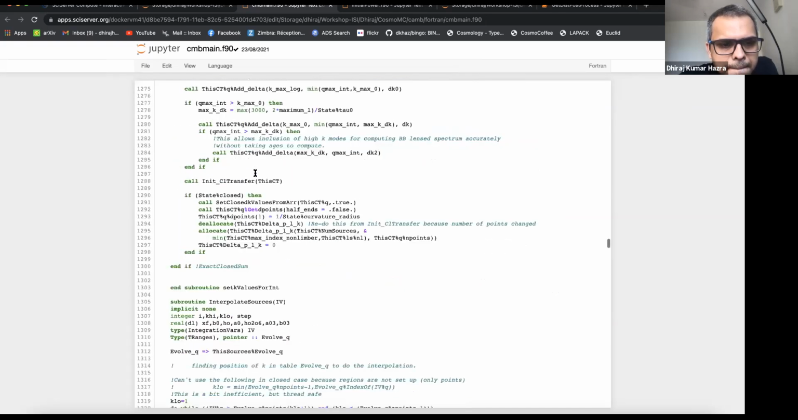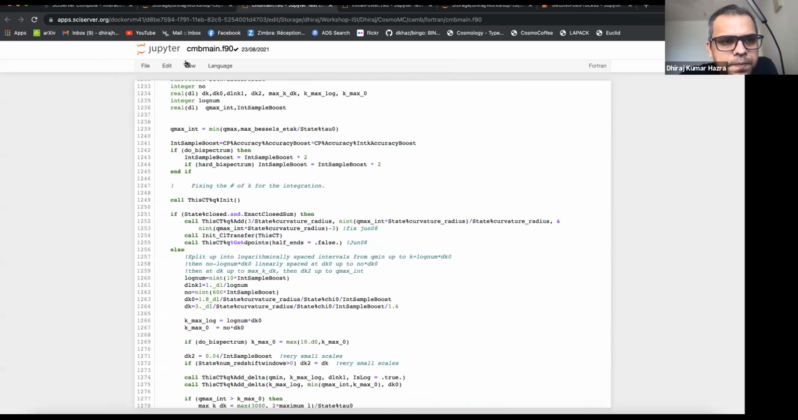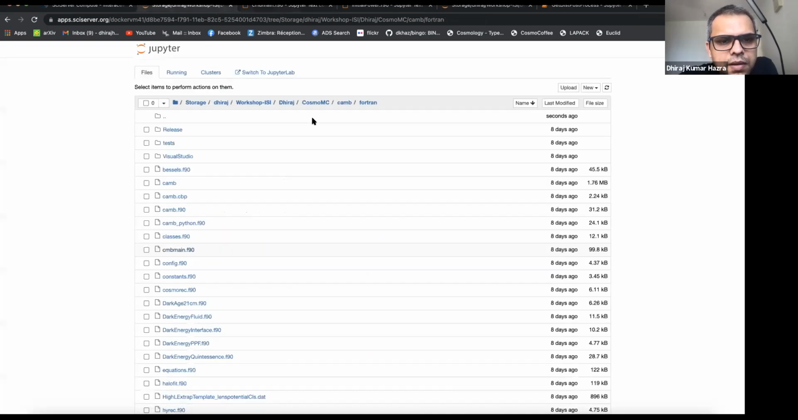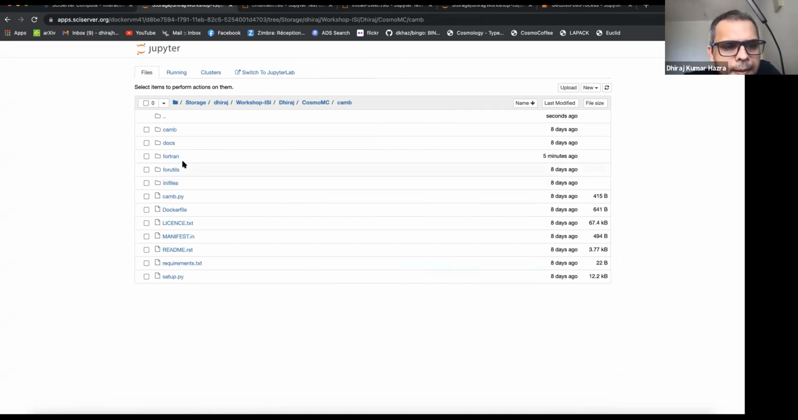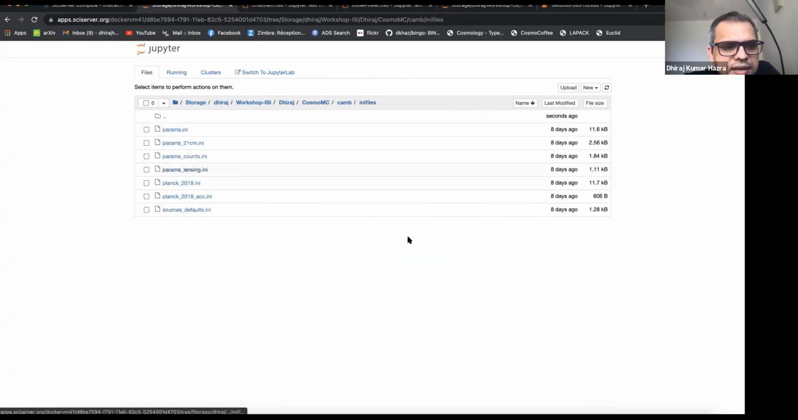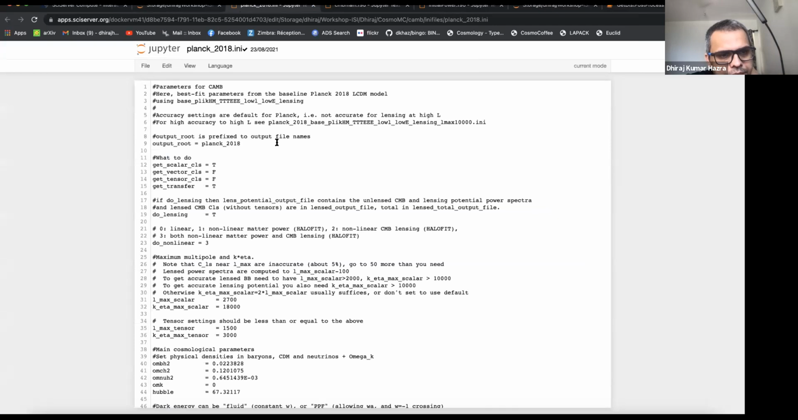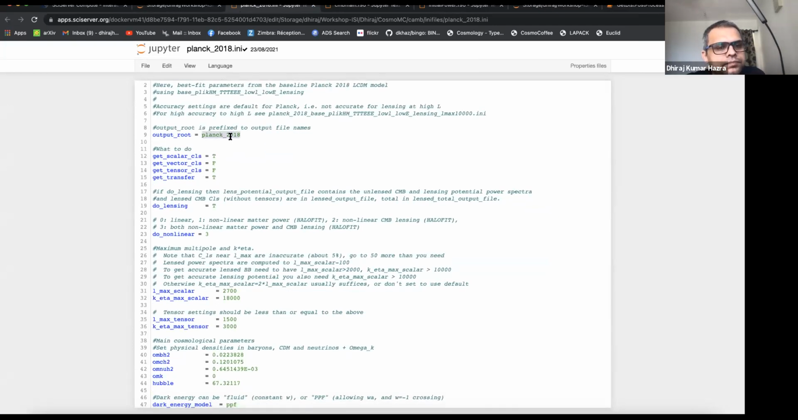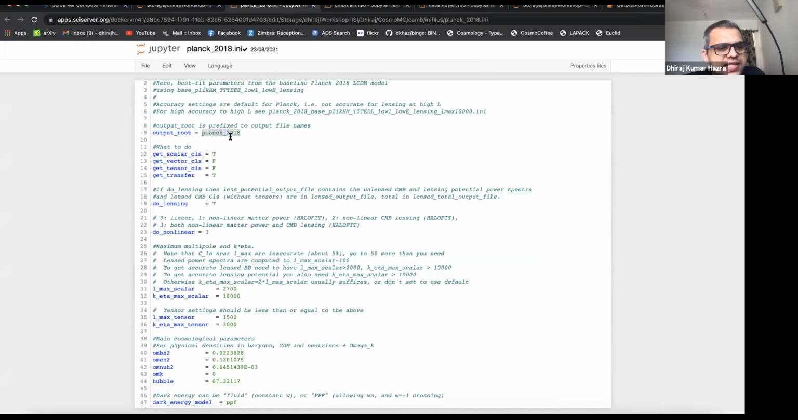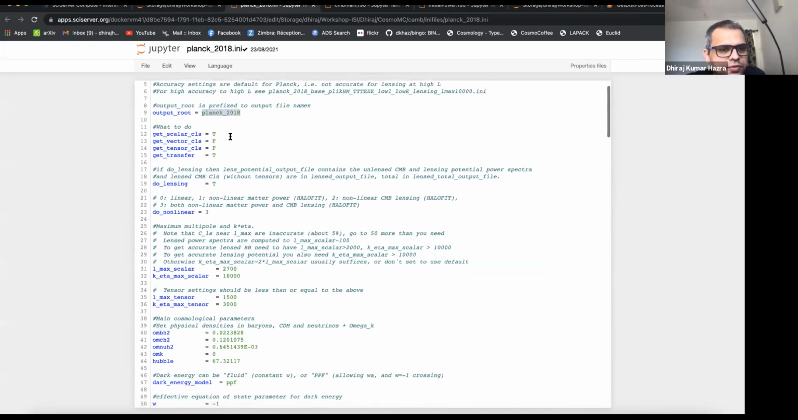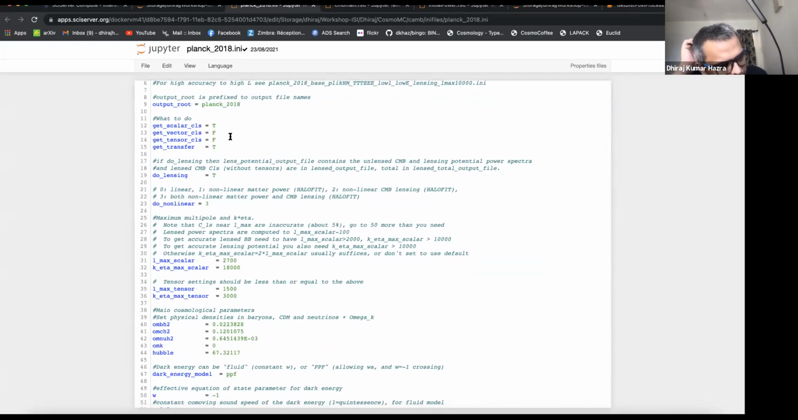In the meantime, we can open the INI file. Go back to CAMB and open INI files. And then open Planck_2018.ini. So this has the 2018 best fit values for which you are going to calculate the CMB angular power spectrum.